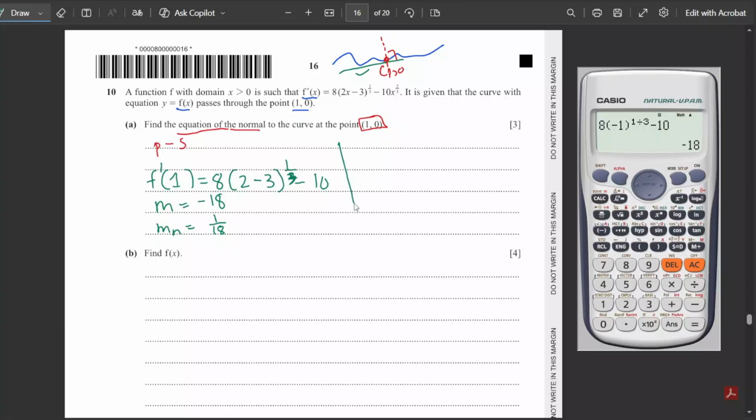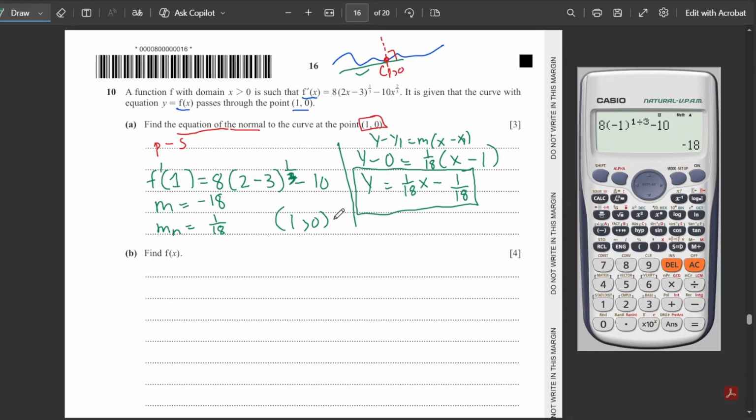We have the coordinates of the point 1 comma 0. Therefore, we're going to use y minus y1 equals m times x minus x1, so we're going to have y minus 0, because y1 is 0, m is 1 over 18, x is x, and x1 is 1. So we're going to get y equals 1 over 18 x minus 1 over 18. This right over here is going to be the equation of our normal line at this particular point.